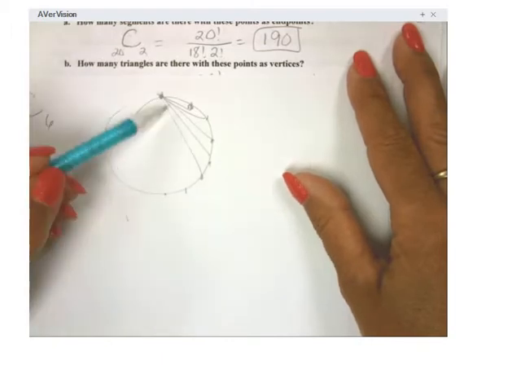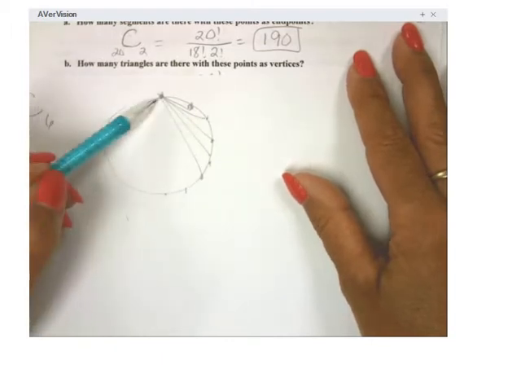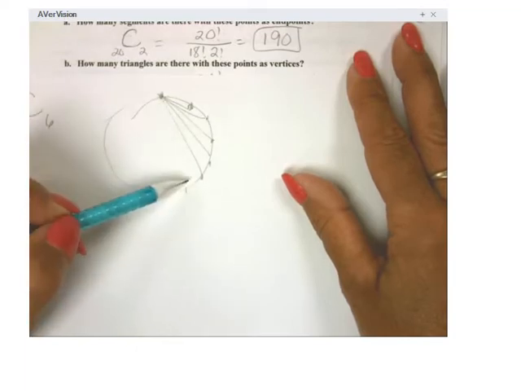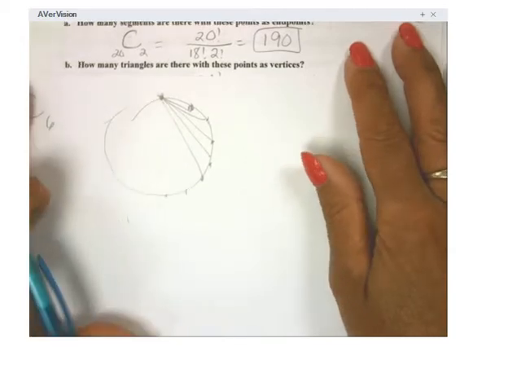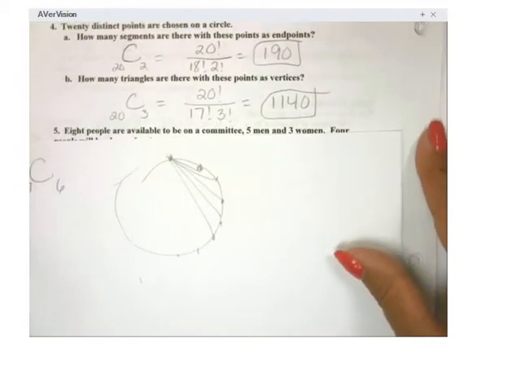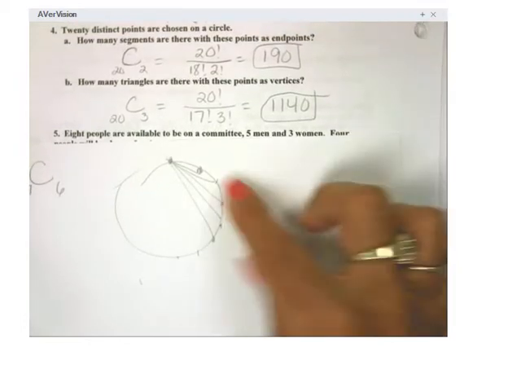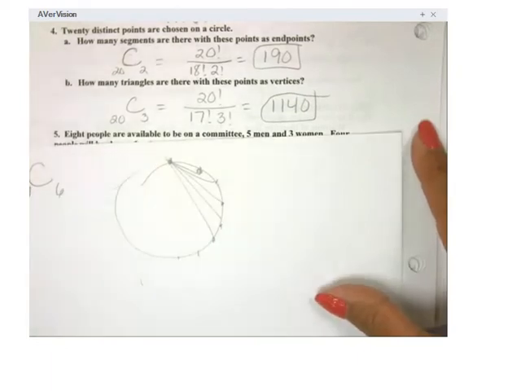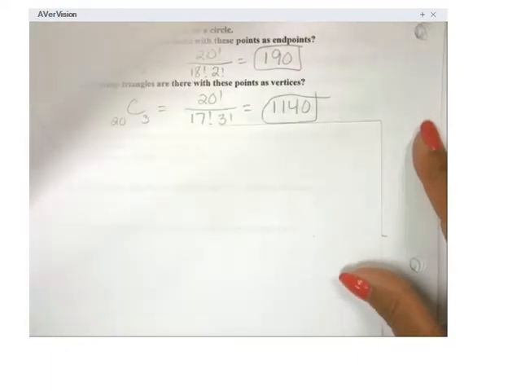Now, we can also throw in how many triangles you can form. If I pick any 3 points on a circle, no group of 3 will ever fall on one line. They will always form a triangle. Therefore, my combination of 20 choose 3 will tell me how many triangles could be formed if I put 20 dots around this circle.